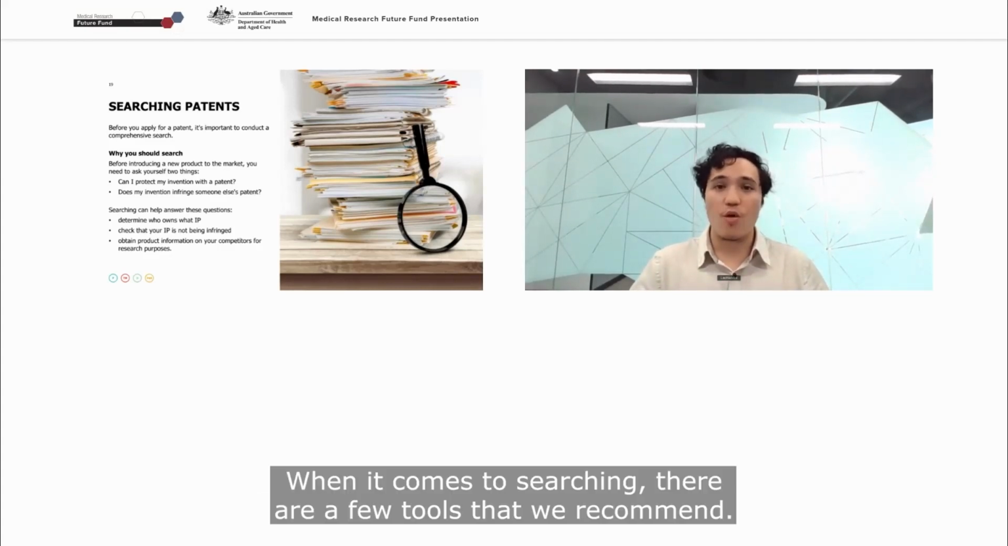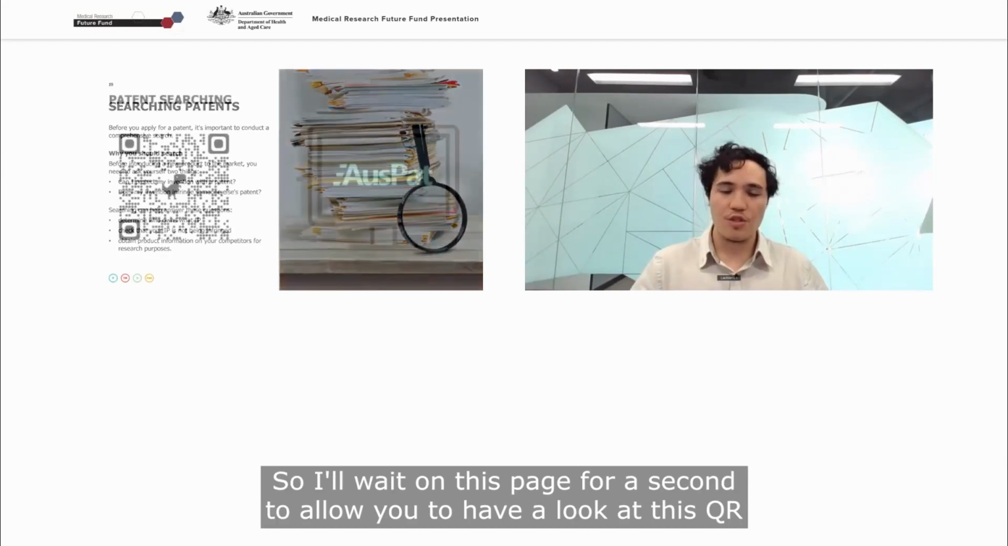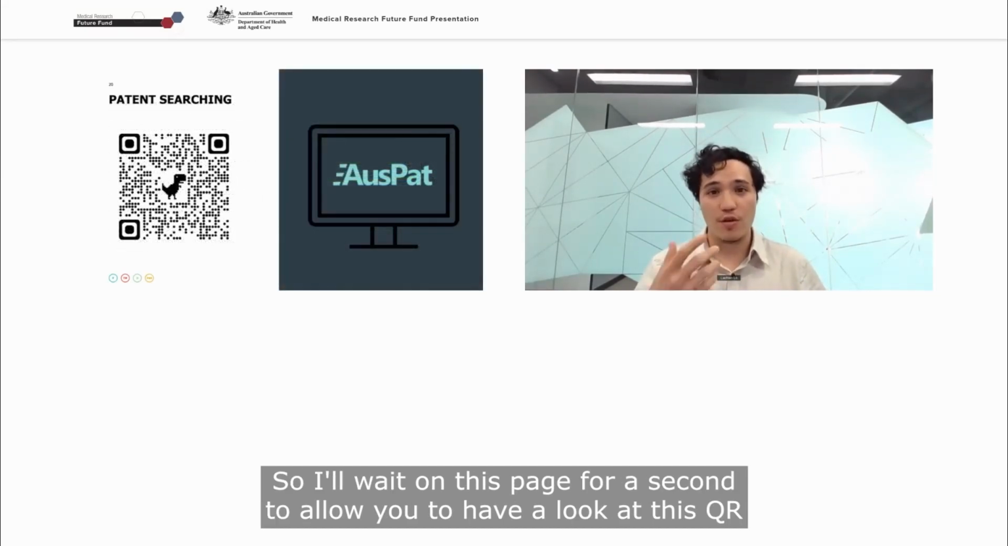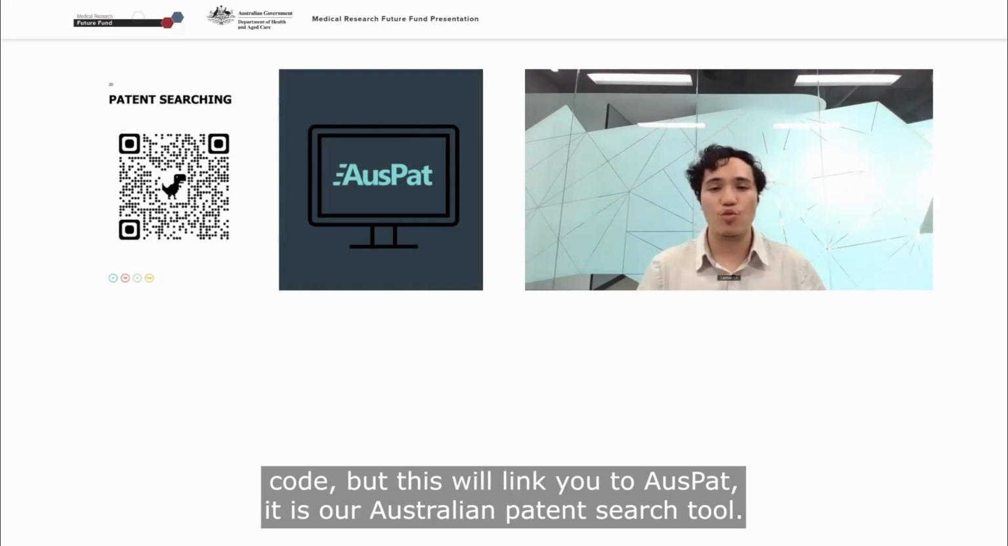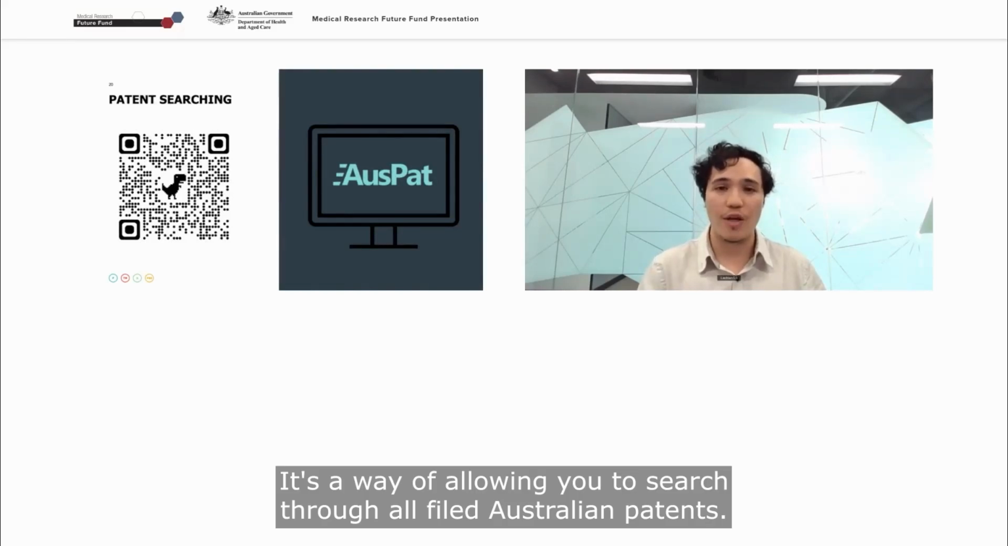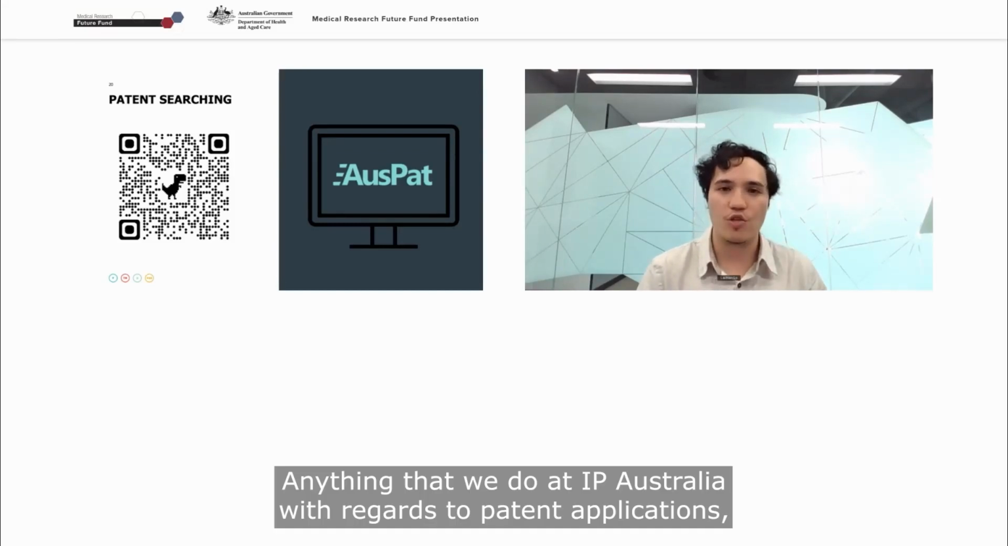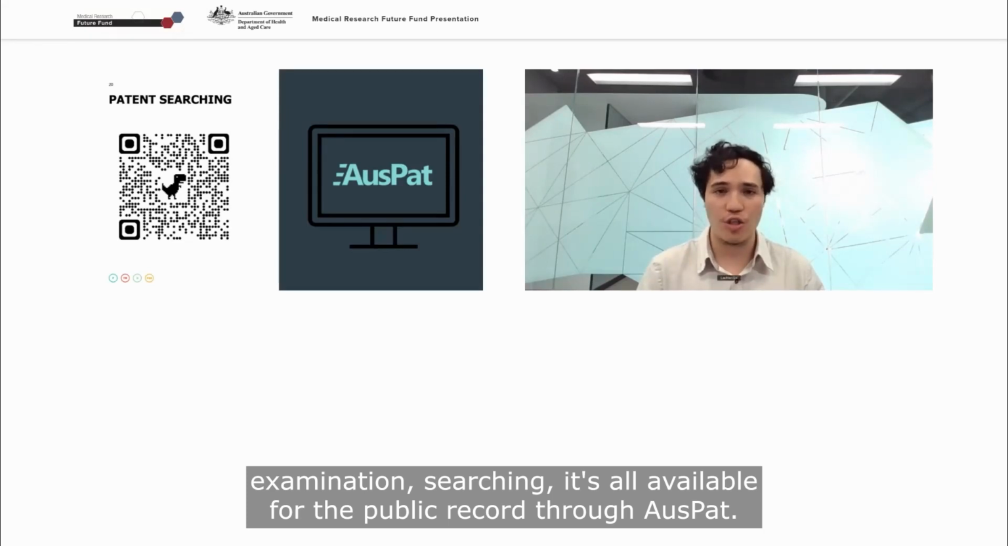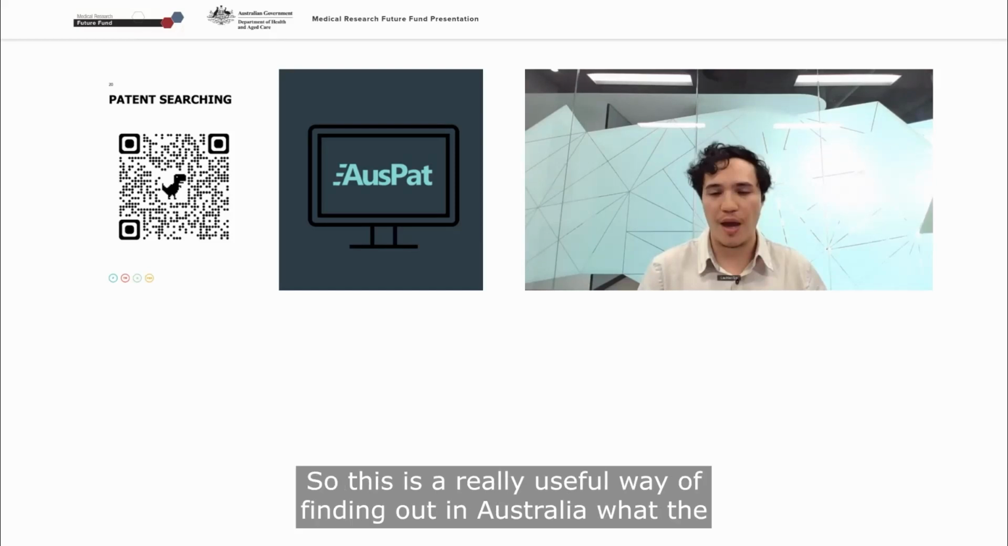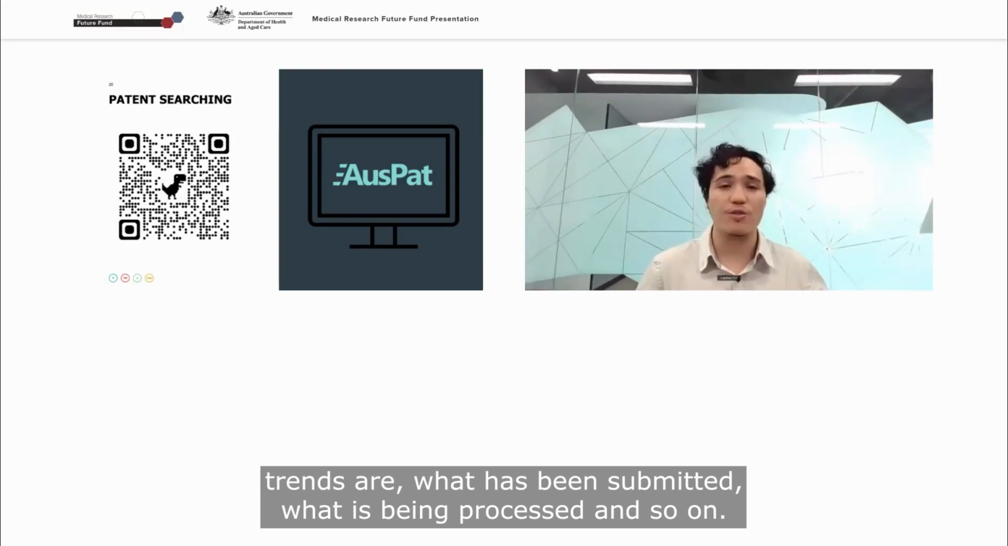When it comes to searching, there are a few tools that we recommend. So I'll wait on this page for a second to allow you to have a look at this QR code, but this will link you to AusPat. It is our Australian patent search tool. It's a way of allowing you to search through all filed Australian patents. Anything that we do at IP Australia with regards to patent applications, examination, searching, it's all available for the public record through AusPat. So this is a really useful way of finding out in Australia what the trends are, what has been submitted, what is being processed, and so on.